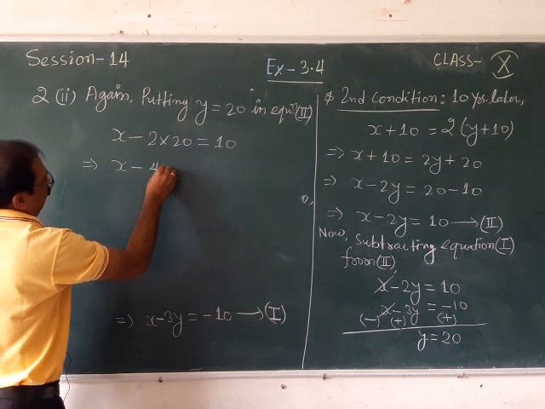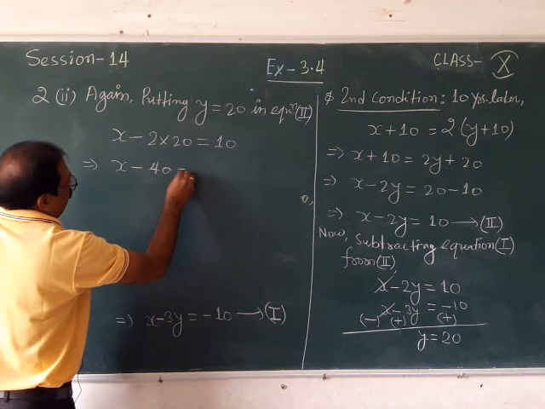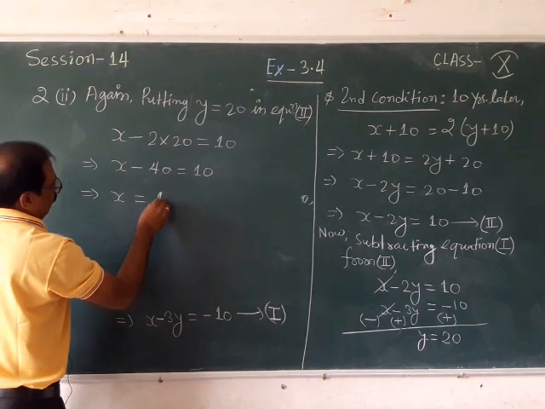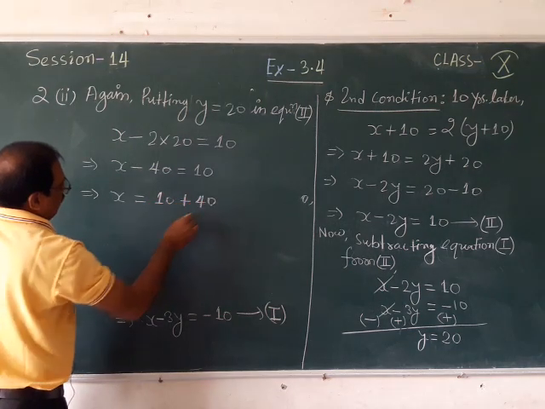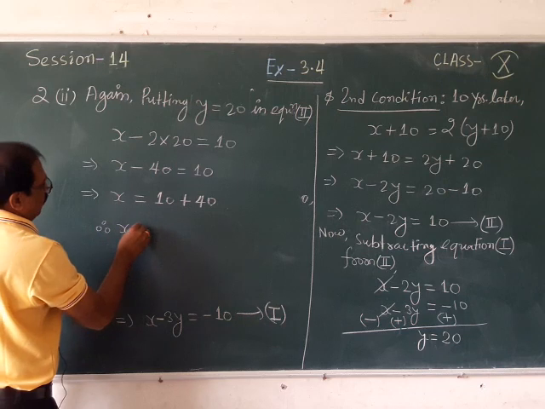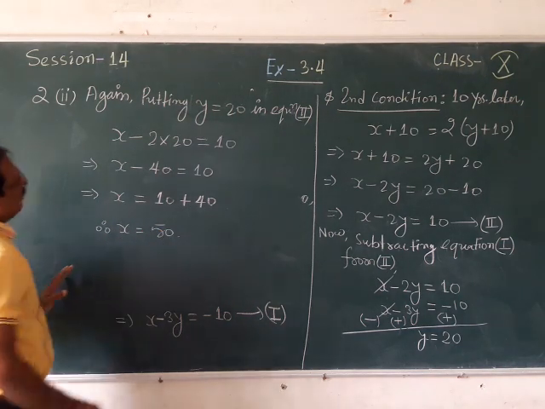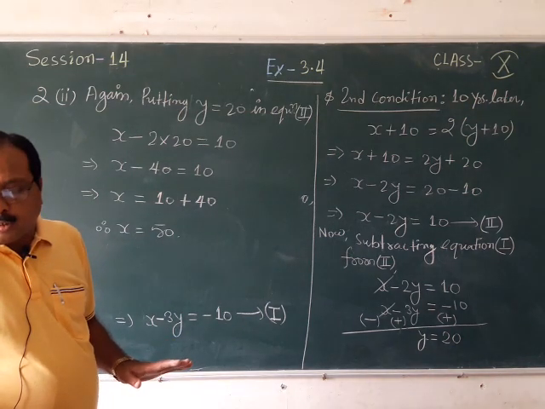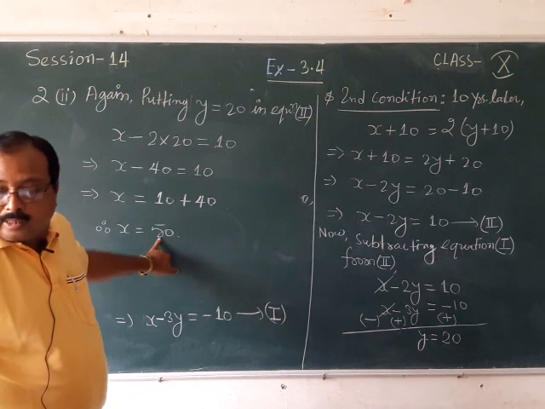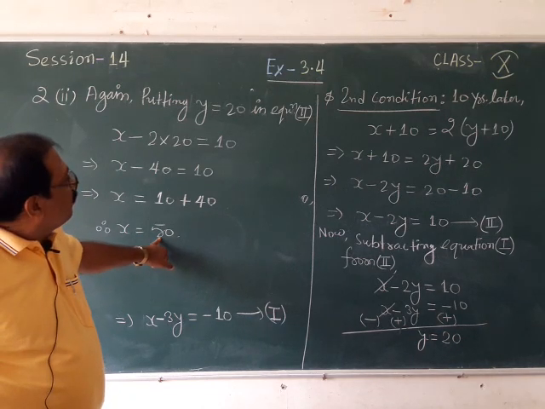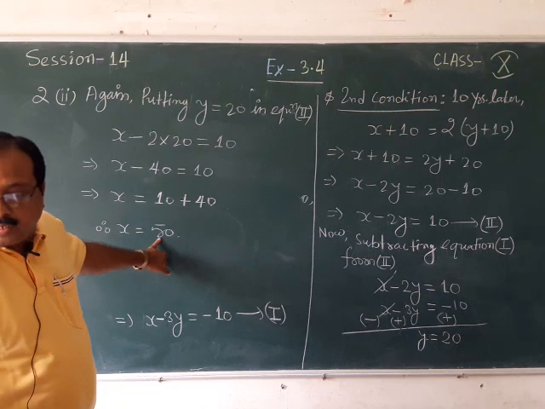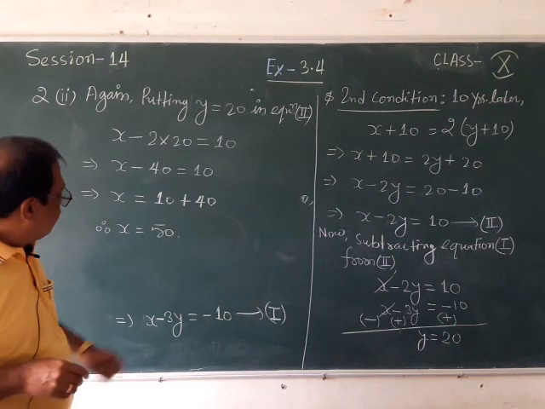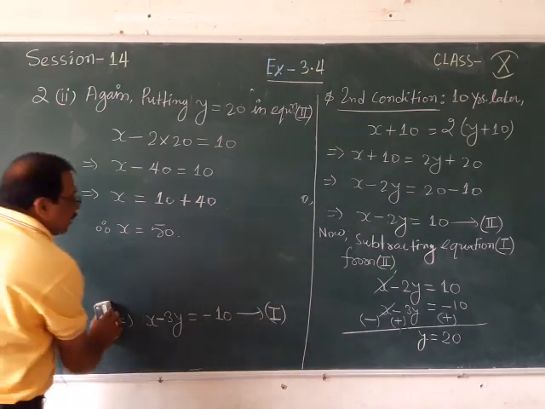x minus 40 equal to 10, and further it will become x equal to 10 plus 40, therefore x equal to 50. That means we have got the ages of the two persons. This is Nuri's present age, and Nuri's present age is 50 years and Sonu's present age is 20 years.